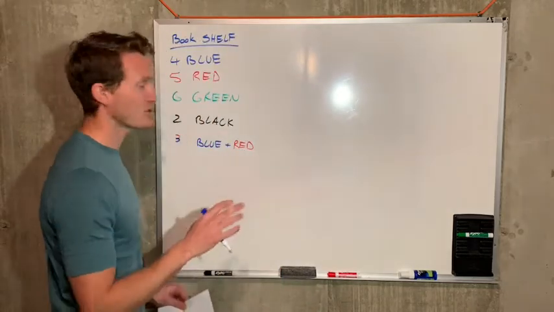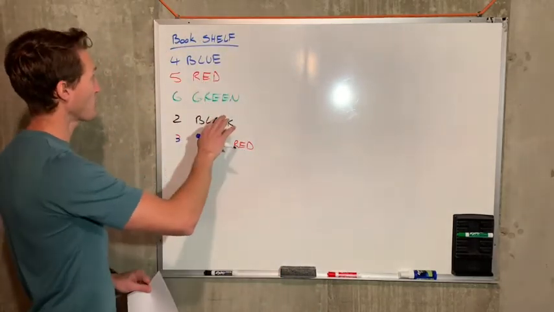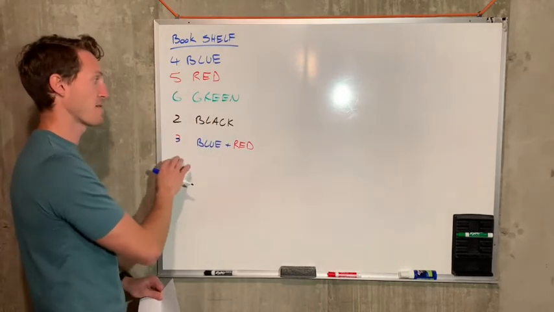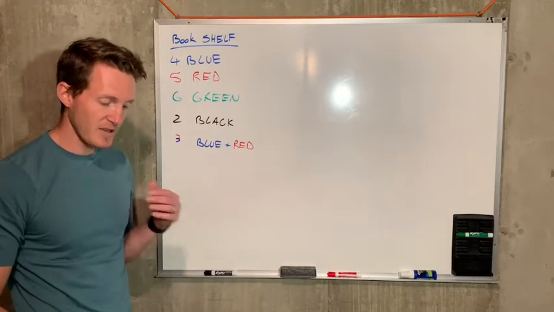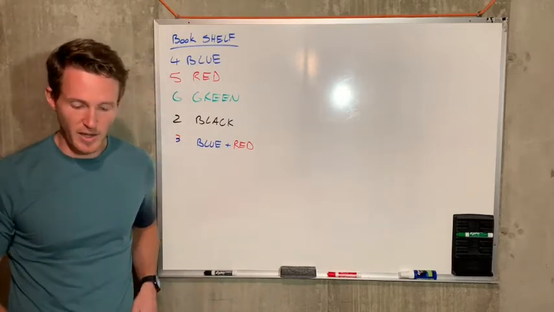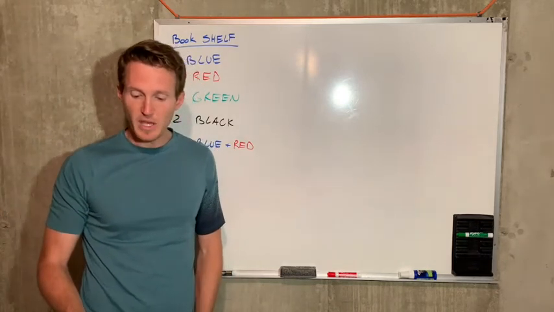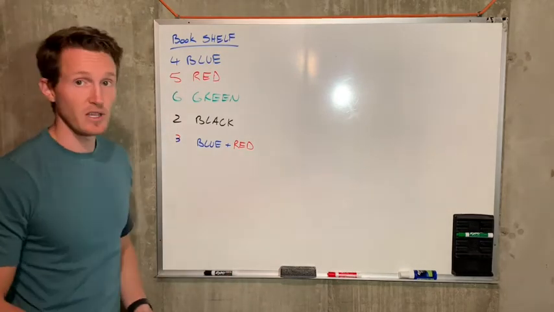I've got a little bit of a situation for you here I want to work out with you. So I've got a bookshelf and I've got some books on the shelf. 4 blue, 5 red, 6 green, 2 black, and 3 of them are blue and red, okay? Now I want to ask you some questions about these and see if we can come up with some answers. First off, what's the probability of choosing a book that would be either red or blue? Okay, so either or would be fine.